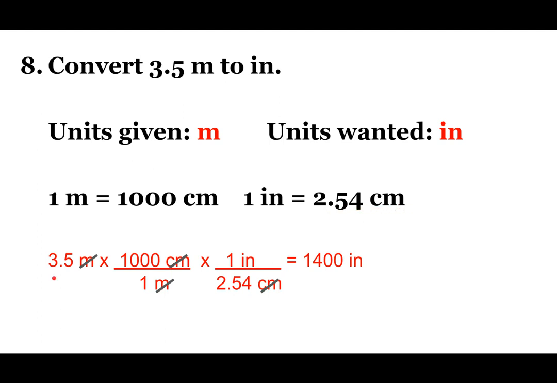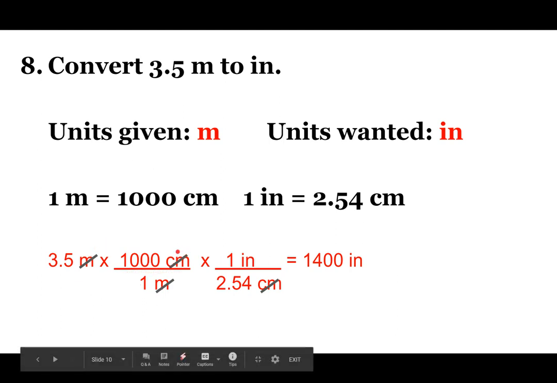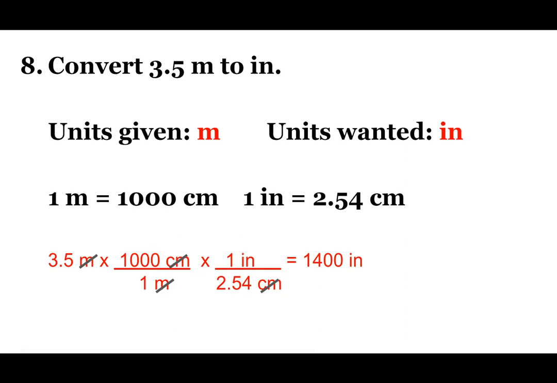So again, now we can set up our problem. We start with what we were given, 3.5 meters. We're going to use our first conversion factor of 100 centimeters over 1 meter. So now we get to get rid of our meters. We cross them out. But we're not quite to inches yet, so we got to set up our second conversion factor. So we want to get to inches. So we know there's 2.54 centimeters in 1 inch. And now we get to cross out our centimeters. And now we do some math.